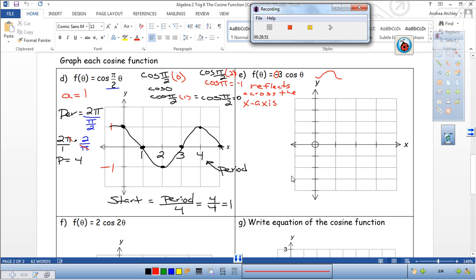So we need your amplitude. Brandon, what is my amplitude? 3. Good. So it's going to go up to positive 3 and go down to negative 3. Then you have 3a.